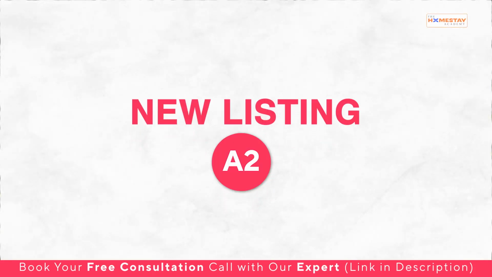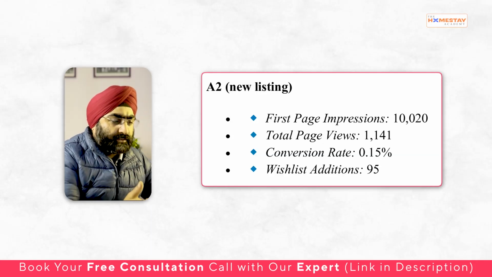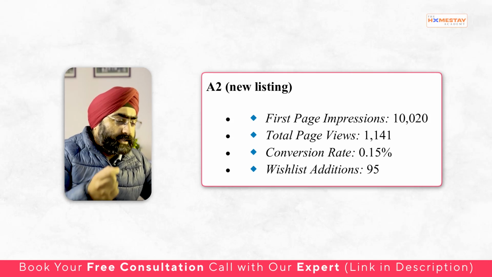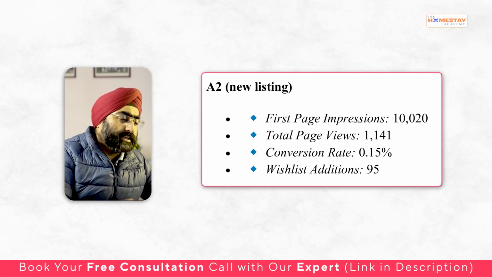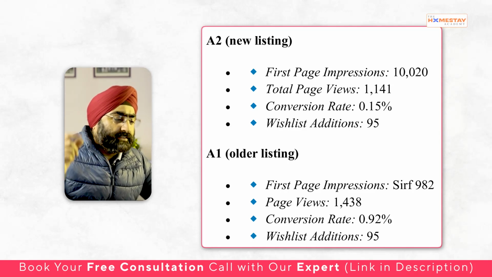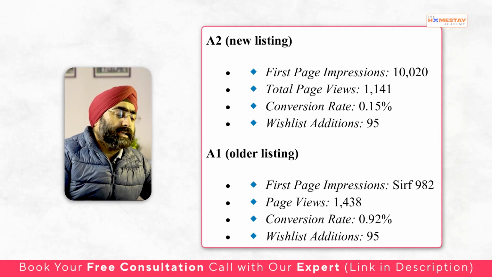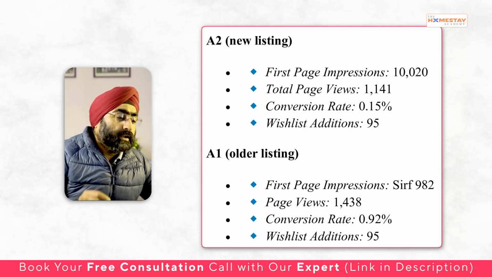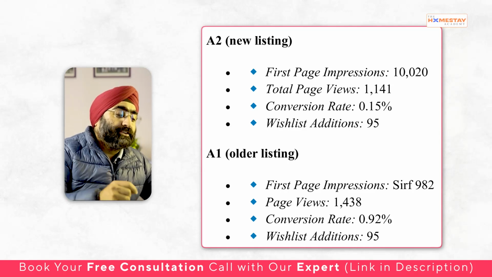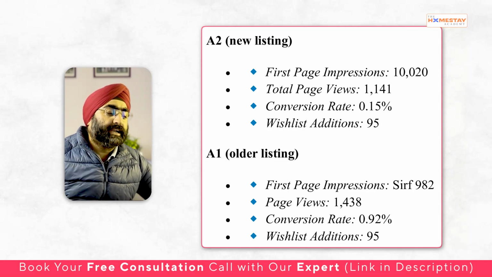So let's go to listing A2 first. First page impressions, as you see, 10,020, total page views 1141, conversion rate 0.15%, wishlist additions 95. Older listing, that is the A1 listing, first page impressions only 982. Wow, 10 times less. Page views 1438. Even after fewer first page impressions, you see the page views are higher. The conversion rate 0.92, higher than A2. Wishlist additions exactly the same, 95.